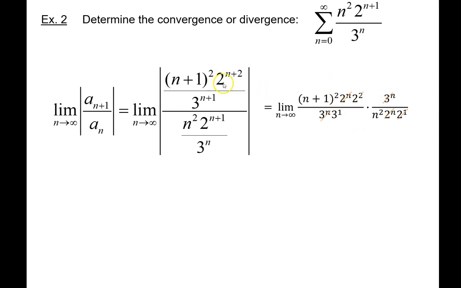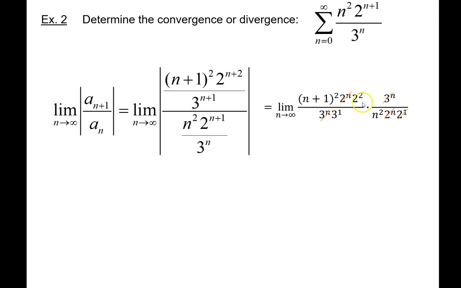And then start looking for things that divide out. So notice how I wrote 2 to the n plus 2. I wrote that as 2 to the n times 2 to the second. Here, let me back up a little bit. 2 to the n times 2 to the second, and 3 to the n plus 1 I wrote as 3 to the n times 3 to the first. And then here's the reciprocal of that denominator term. So you notice this 2 to the n will cancel with this 2 to the n in the denominator. This 2 to the first will cancel with one of these 2's here. And this 3 to the n will cancel with this 3 to the n here and leave me with another 3.